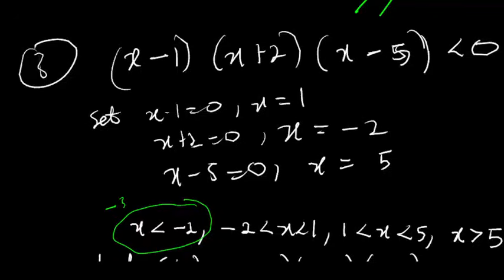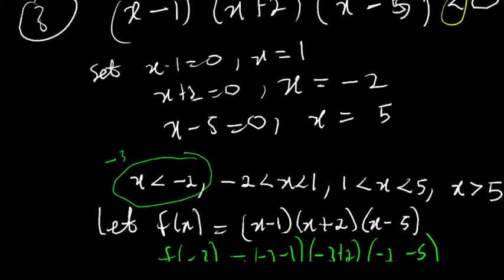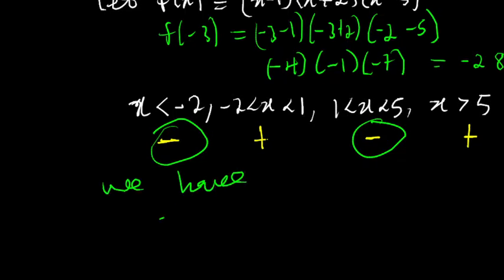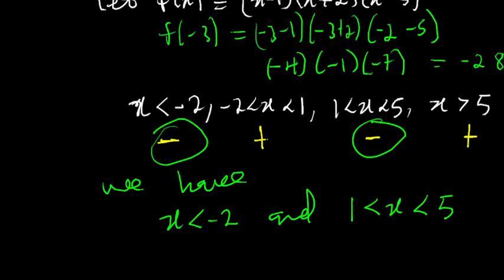Now go back to your question. In the question we have less than 0. So if a value is less than 0, what are we expecting? We are expecting such a value to be negative. That means we are going for this one and this one. So finally we have x less than minus 2 and 1 less than x less than 5.